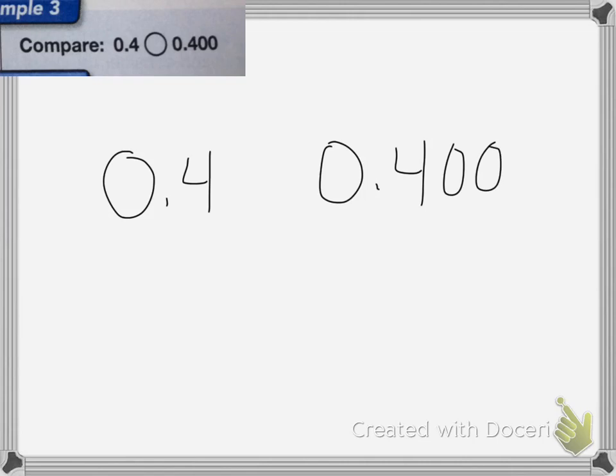Okay, I'm going to compare these two numbers, 0.4 and 0.400. When there are zeros at the end of a decimal number, it doesn't change the number. I can actually just erase any extra zeros at the end because all it's saying is that there are 0 in the hundredths and 0 in the thousandths place. So 0.4 is equal to 0.4. If I kept those zeros, I could also add 2 zeros to the end of my first number, 0.4, because again, adding zeros to the end of a decimal number does not change my number, and it's still equal.